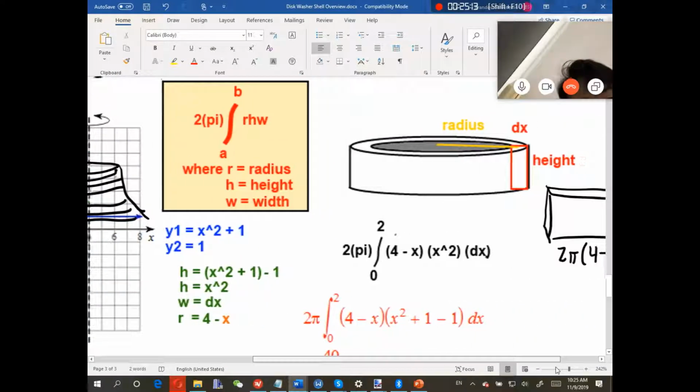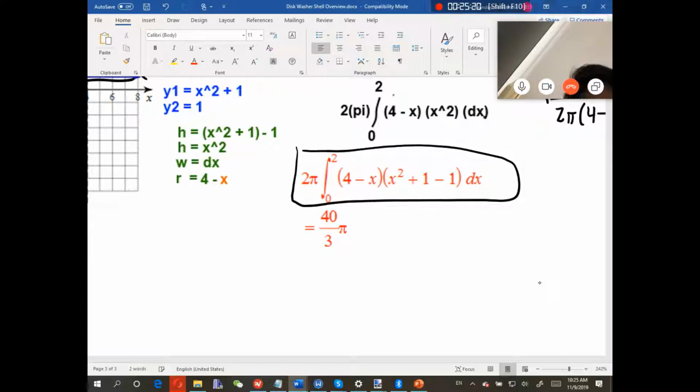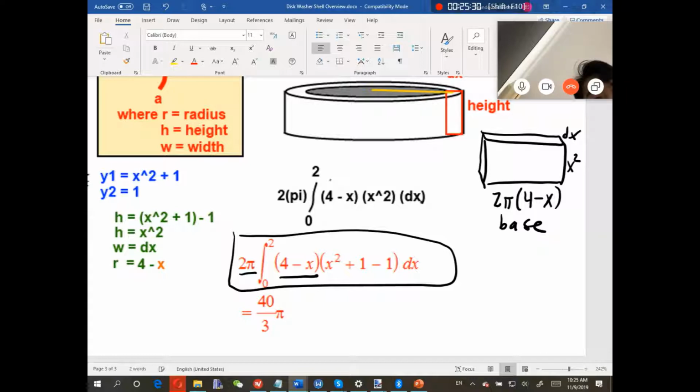So the volume of that volcano would be this. That's 2 pi r, or the base of this shape, times my height times my width. Okay, do you understand how we built it?